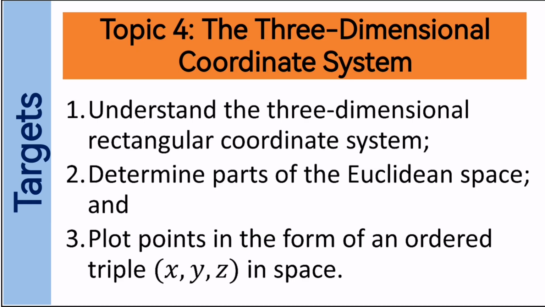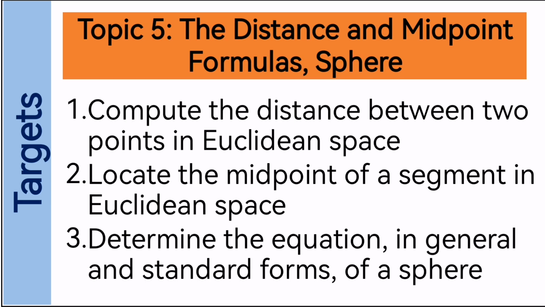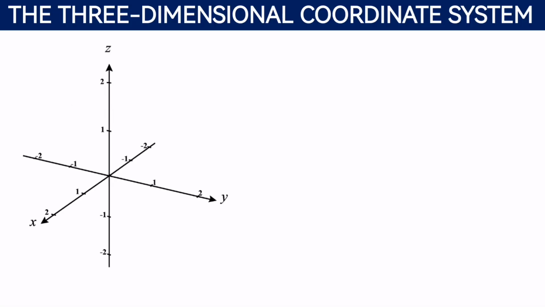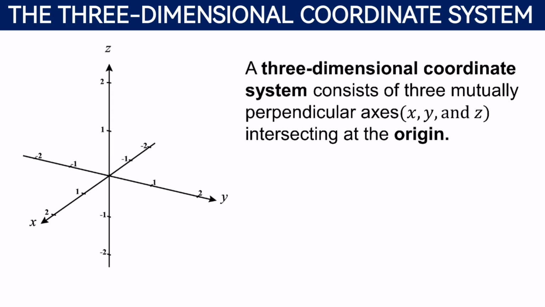So topic 4 is all about the three-dimensional coordinate system. So it's just understanding, looking at the parts of the Euclidean space and plotting of points. And topic number 5 is on computing distance between 2 points, finding midpoint of a segment in the Euclidean space, and the determination of equation in general and standard forms of a sphere. So let's start right away. Let's get to know the parts of the three-dimensional system.